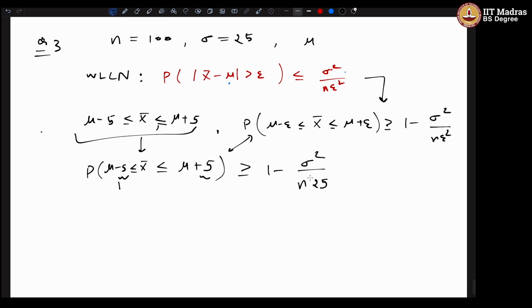All other information is also given: sigma is 25, so sigma square is 625. So it is greater than or equal to 1 minus 625 divided by n, which is 100, times 25. After solving this, we will get 0.75. So that is question number 3.